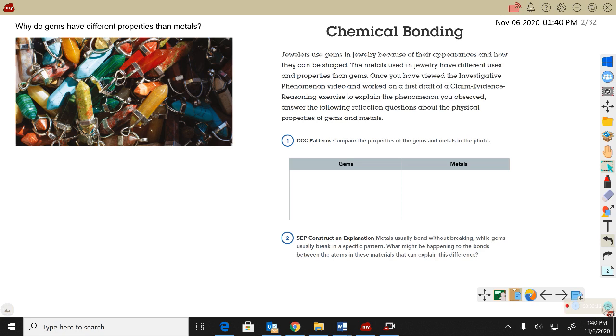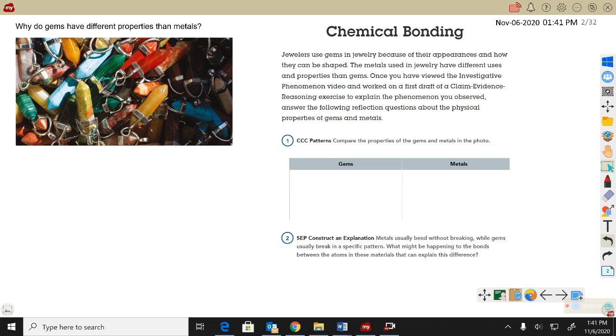And so there's this picture that shows all kinds of different gems or crystals, and obviously there's metal in there as well. And we're just kind of looking to compare some of the properties of the crystalline gems versus the metals. And so in this first question, there's no wrong answers or right answers. Compare the properties of the gems and metals.